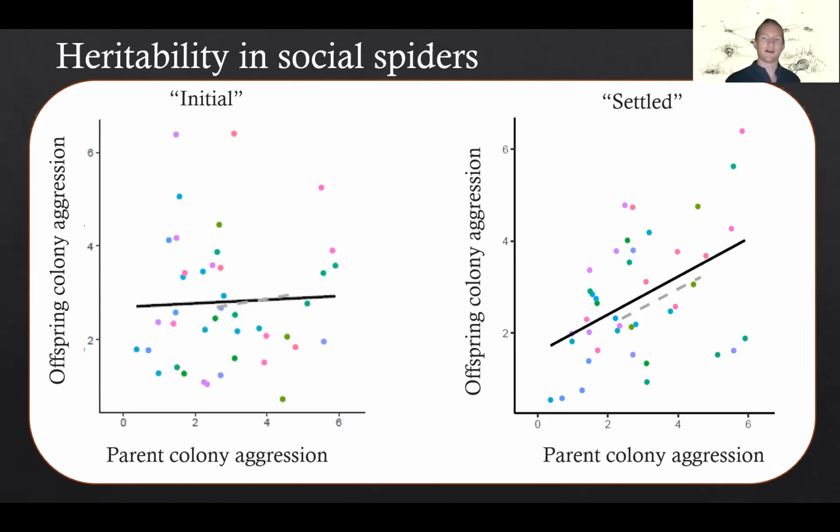Now, the solid black lines in both graphs are the phenotypic correlations. The parent-offspring covariance is extracted from the model as the dashed grey line. In the case on the right with the settled colonies, the phenotypic correlation, the black line, is significantly different from 0, and the dashed grey line does slightly overlap 0, although they're exactly the same strength. I think this is more a lack of power because we only had 15 colonies to estimate this parameter rather than a weak effect.